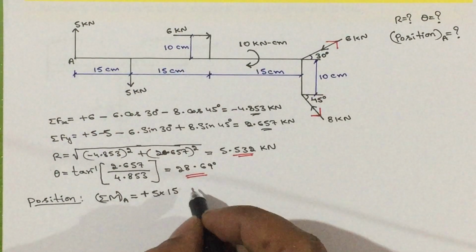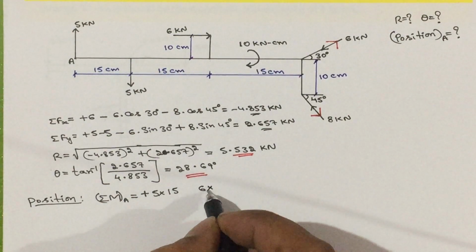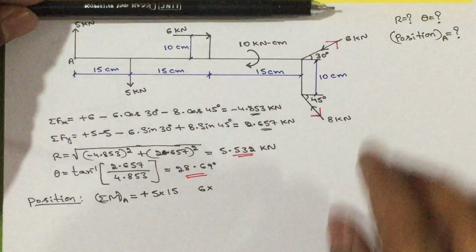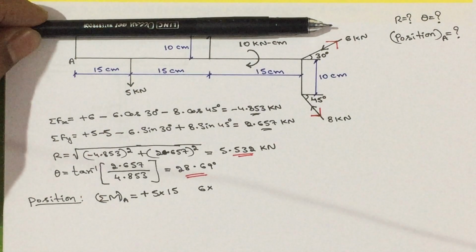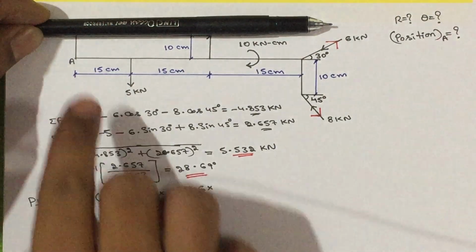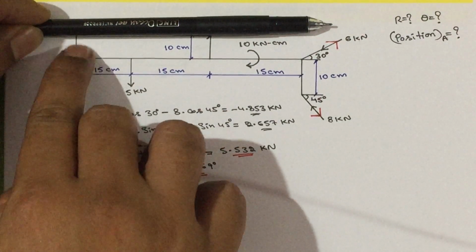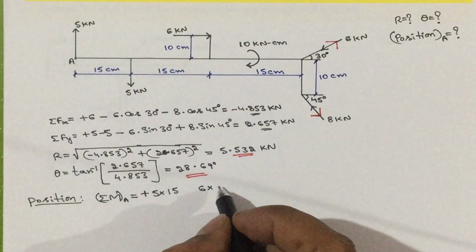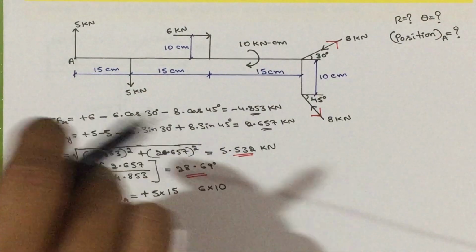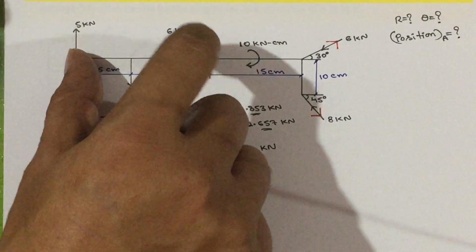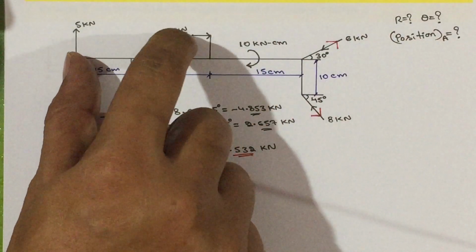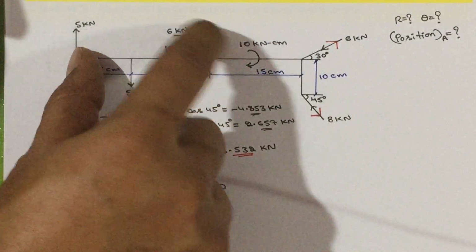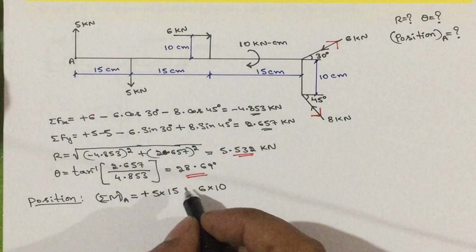Then next force is 6 into perpendicular distance between this 6 kilonewton force and this point A, that is equal to 10 centimeter. Then keep your thumb at the A point and rotate your forefinger in the direction of the force. It will rotate clockwise, so positive.